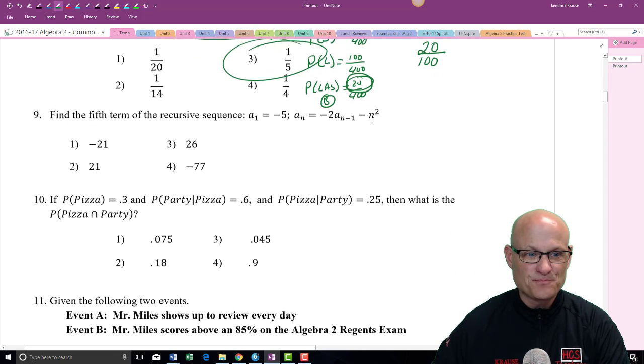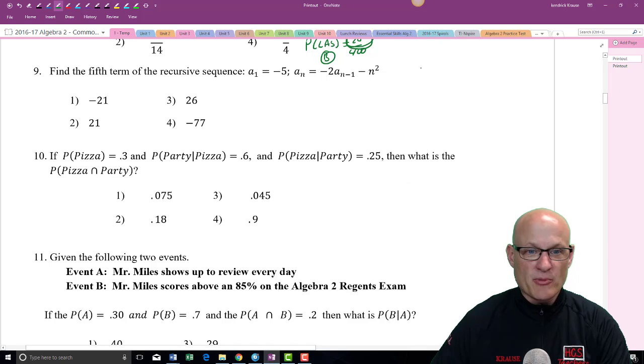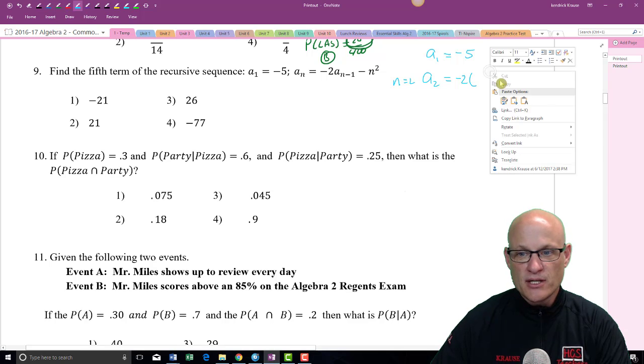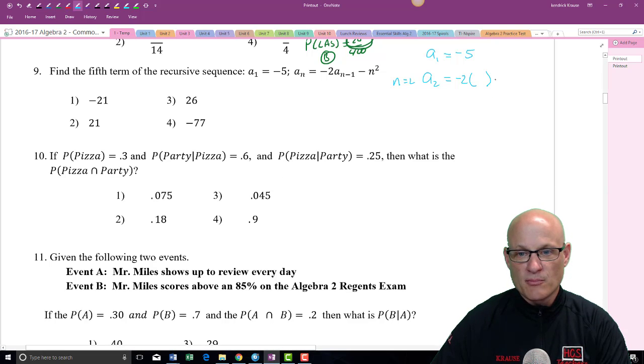Tricky question. Find the fifth term of the recursive sequence. Now remember, recursion just means you're going to do something with the previous term. So you always start out with a sub 1, negative 5. A sub 2, right? So n equals 2 here is equal to negative 2 times the previous term minus 2 squared. Now why 2 squared? Well, because n is 2. So minus 5. So this is positive 10 minus 4 is 6.